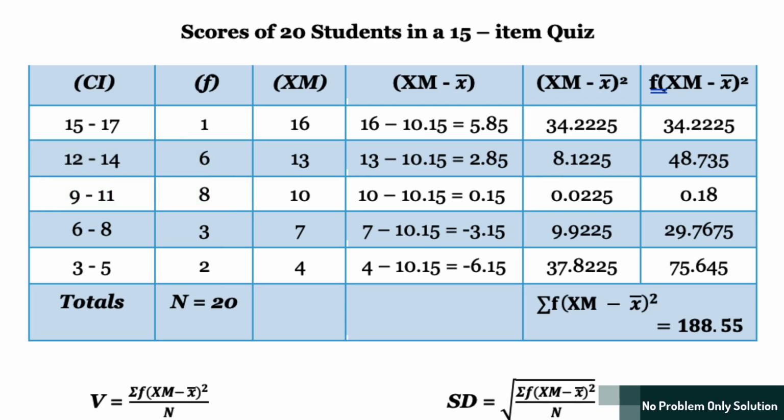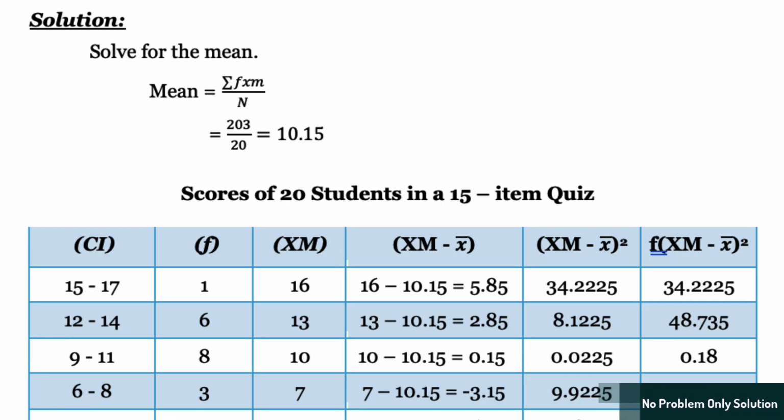Now, to work with these ranges, we need a single number to represent each one. So we use something called the class mark, which is just a fancy way of saying the midpoint. So for that 15 to 17 range, the class mark is just 16. Simple enough, right? You'll see the process here is actually super similar. First, we calculate the new mean for this grouped data, which comes out to 10.15.